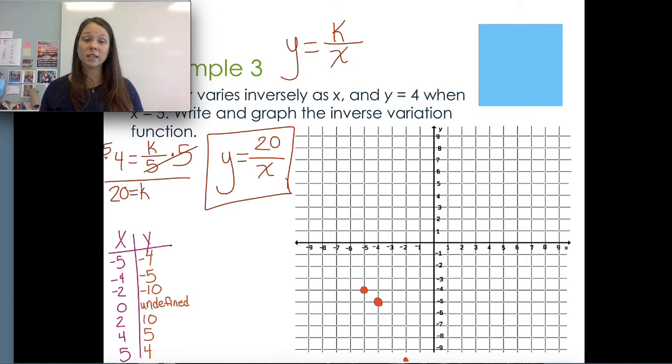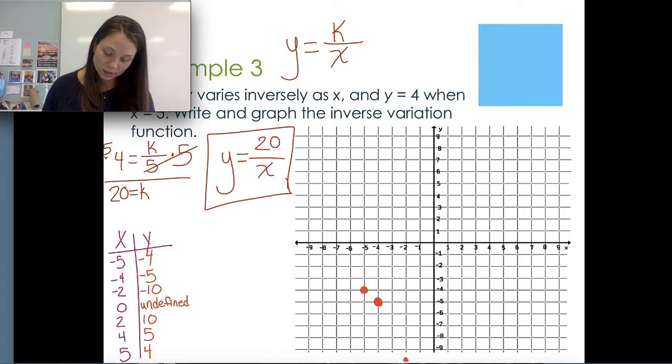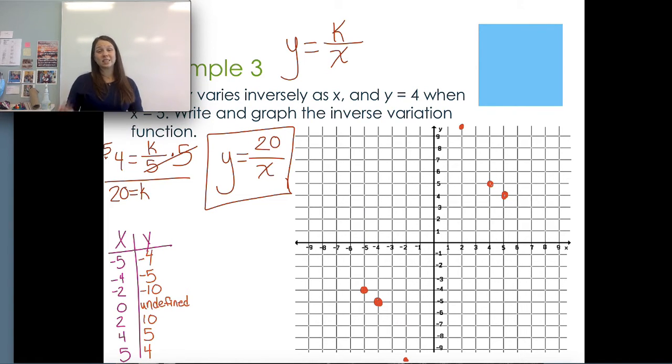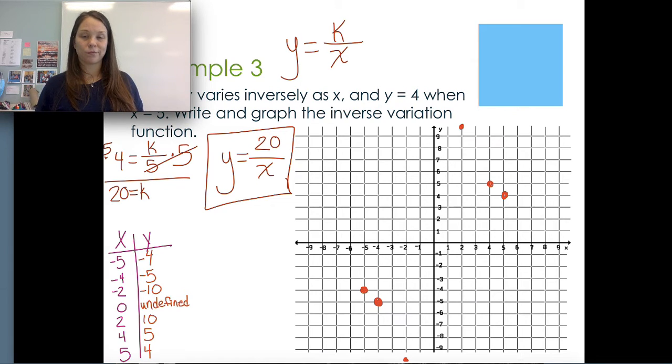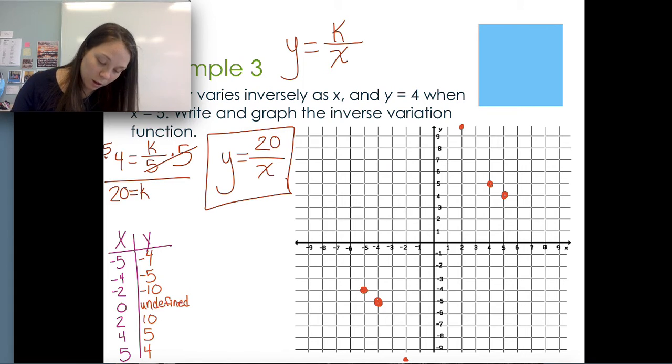0 is undefined. Now we have the positive numbers. 2, positive 10, 4, positive 5, and 5, positive 4. Notice how this really doesn't look like much of anything, and these points are in opposite quadrants, right? So this is looking pretty weird with what we have drawn so far. So I'm going to fill in what this actually looks like.